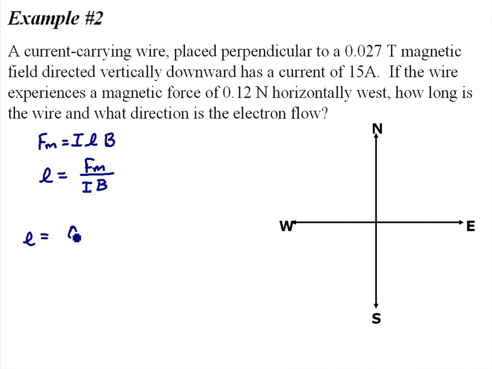It is 0.12 newtons. The current is given to us as 15 amps. Magnetic field strength 0.027 Tesla. Punch everything in. Don't forget to bracket the denominator. And you should get, again, to two significant digits, 0.30, and the length will be in meters.